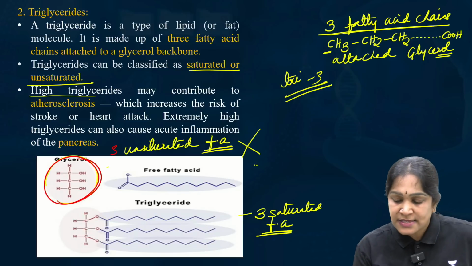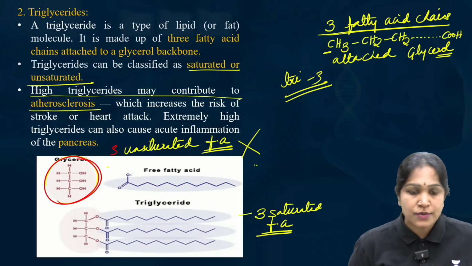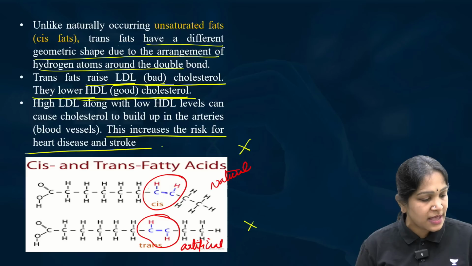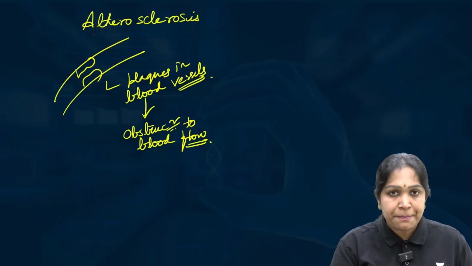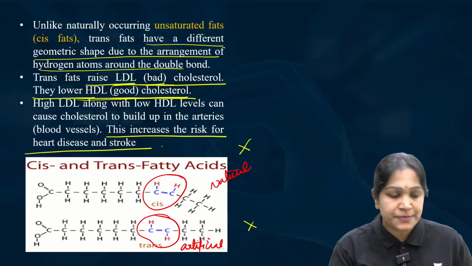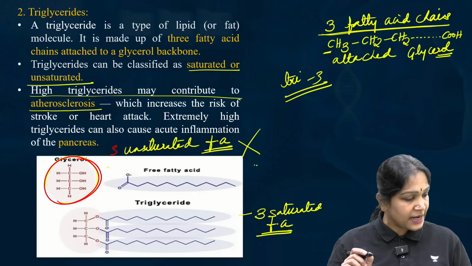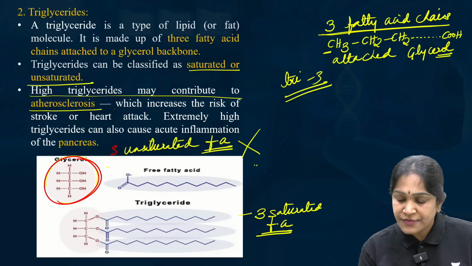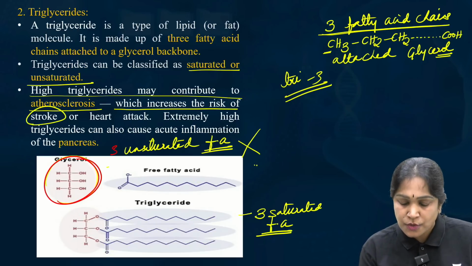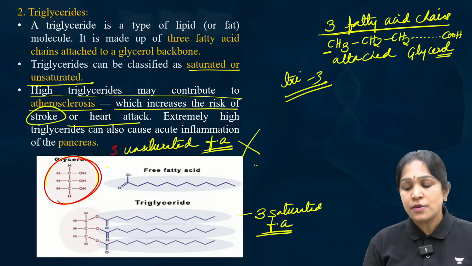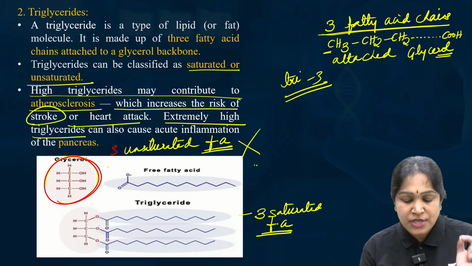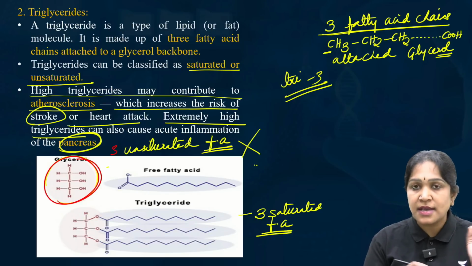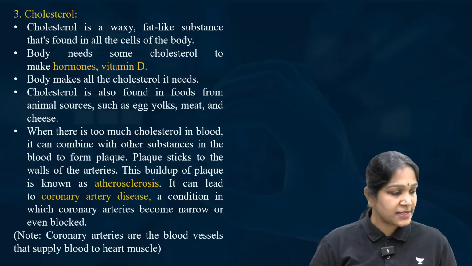High triglycerides may contribute to atherosclerosis. What is atherosclerosis? I have already explained it. It is the formation of a fatty plaque in the blood vessels so that the blood flow gets obstructed. It can lead to atherosclerosis, which increases the risk of stroke and heart attack. Also, extremely high levels of triglycerides can damage our pancreas. These are the problems due to triglycerides.